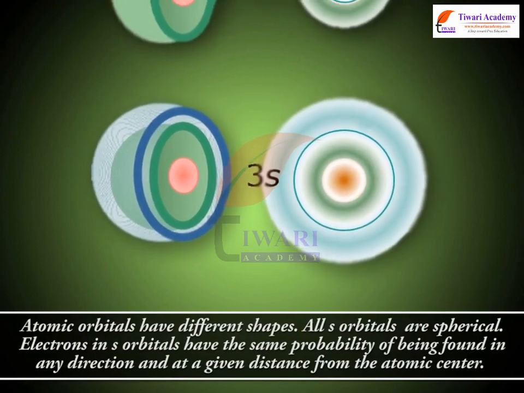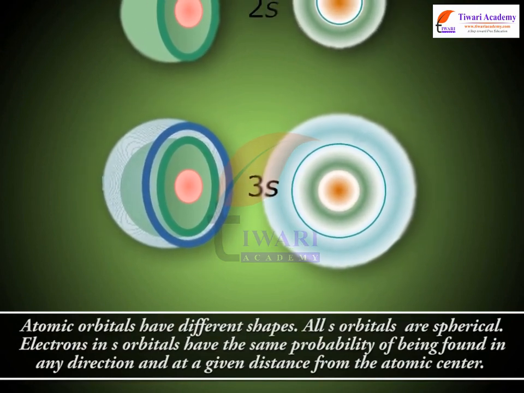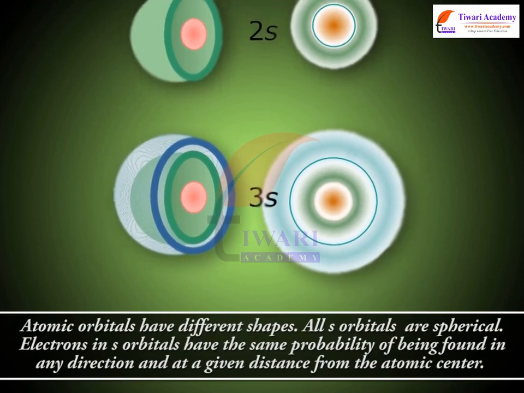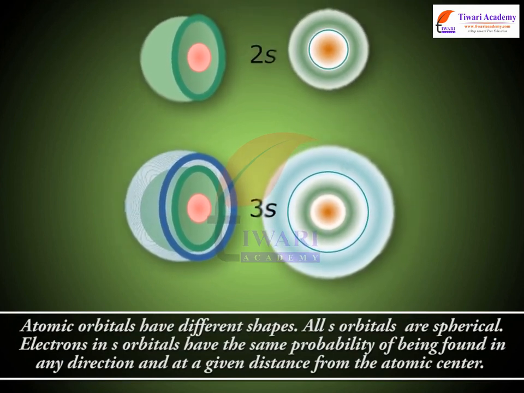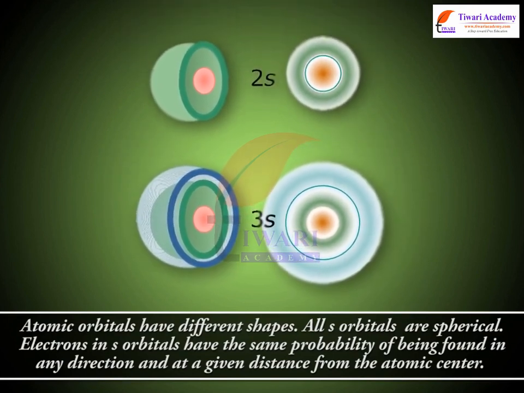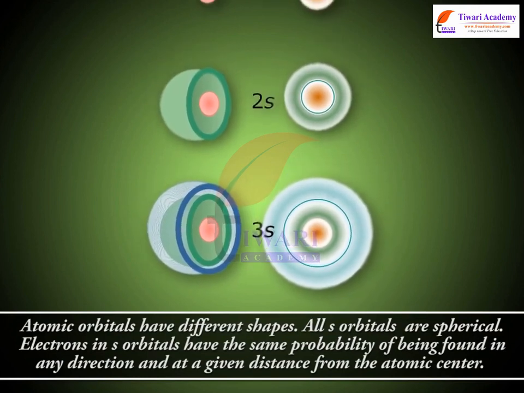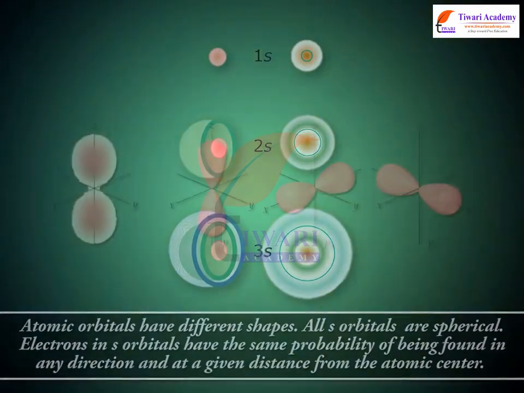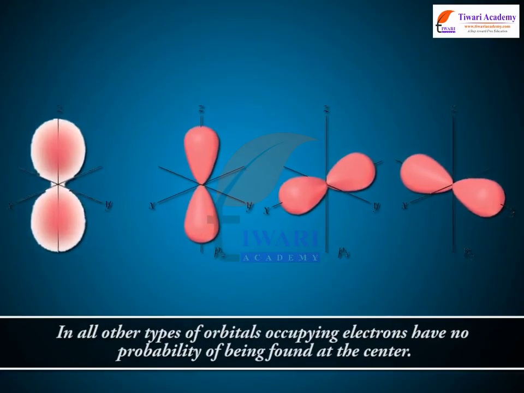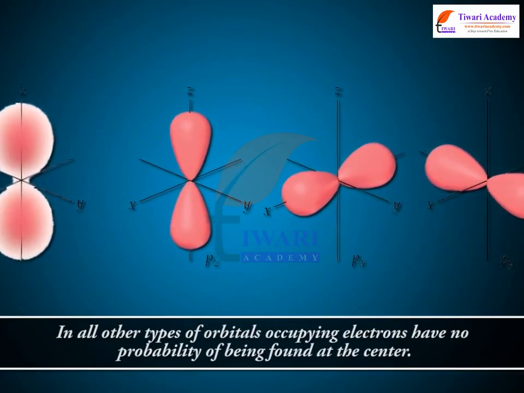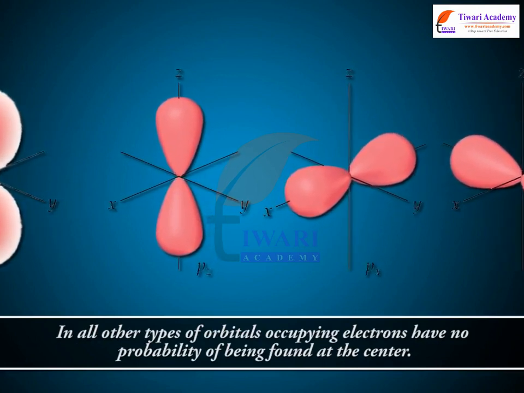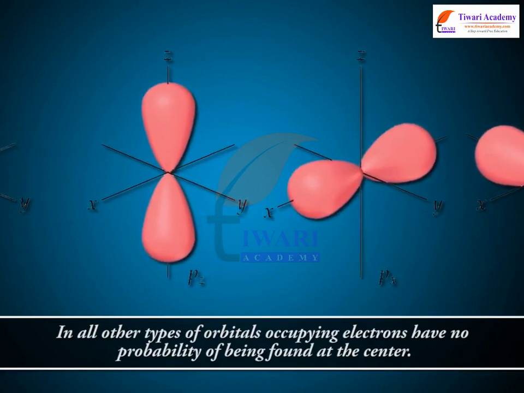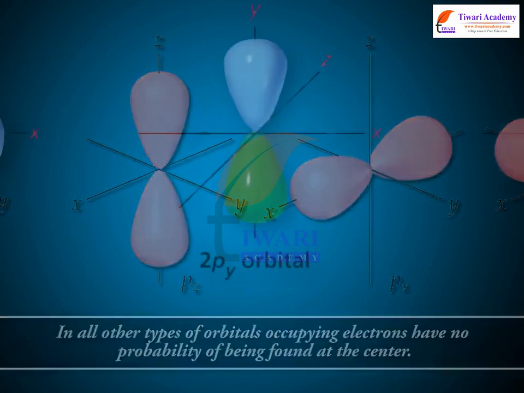All s orbitals are spherical. Electrons in s orbitals have the same probability of being found in any direction and at a given distance from the atomic center. In all other types of orbitals, occupying electrons have no probability of being found at the center.